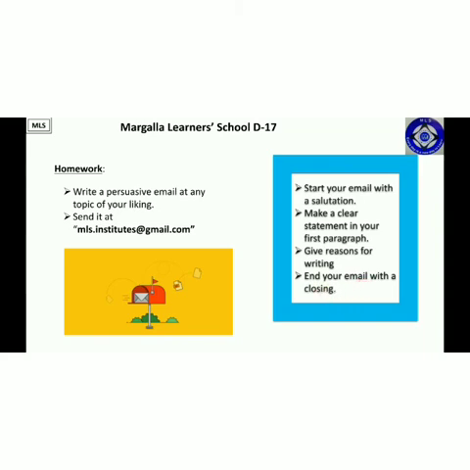And if you write such an email keeping all these points in your mind, definitely the next person would be persuaded. So your home task is to write a persuasive email on any topic of your liking, and then send it to mls.institutes@gmail.com, and I would receive it and reply back as well.